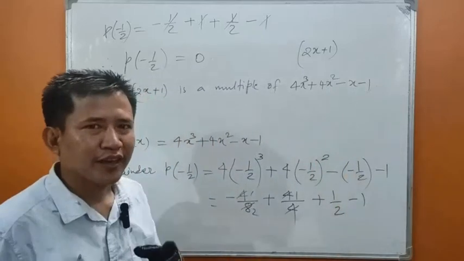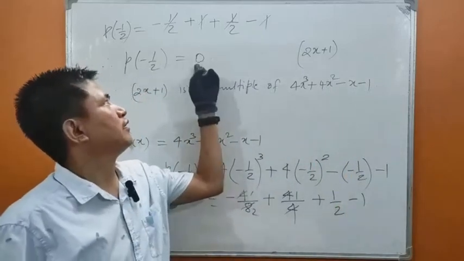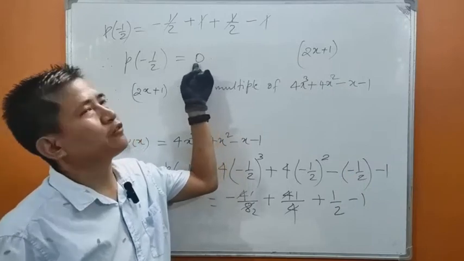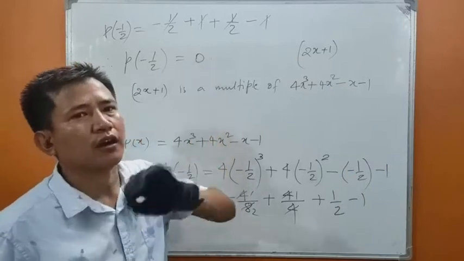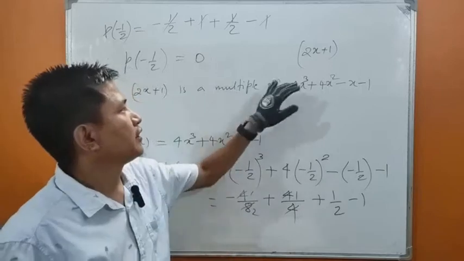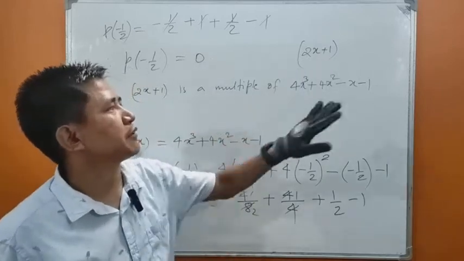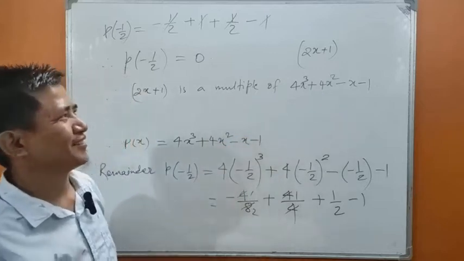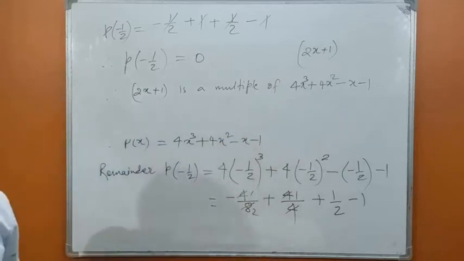Got my point? If the remainder here was not 0, if the remainder was suppose another number other than 0, then 2x plus 1 would never be a multiple of this expression. Got my point? Okay, let's go for another question.